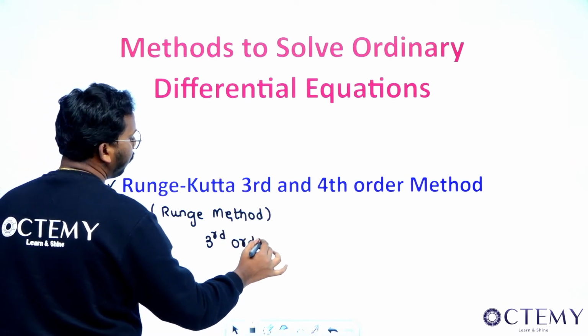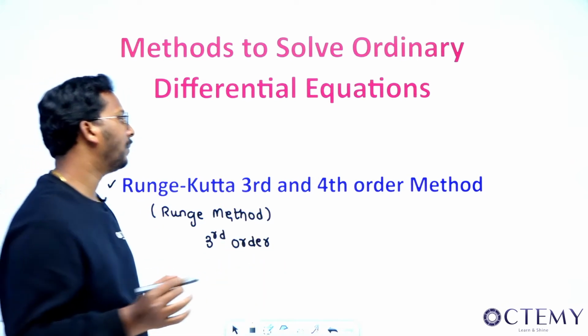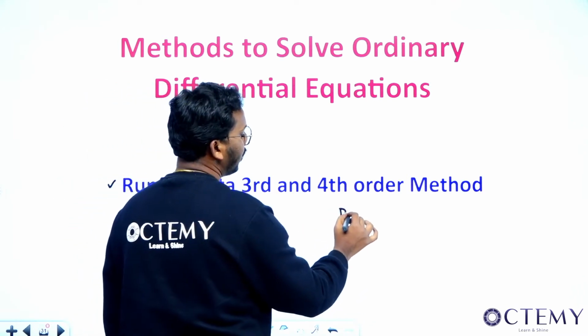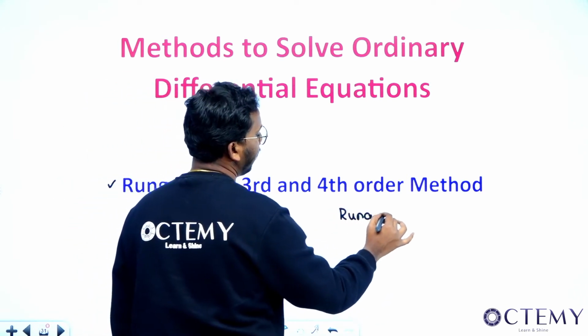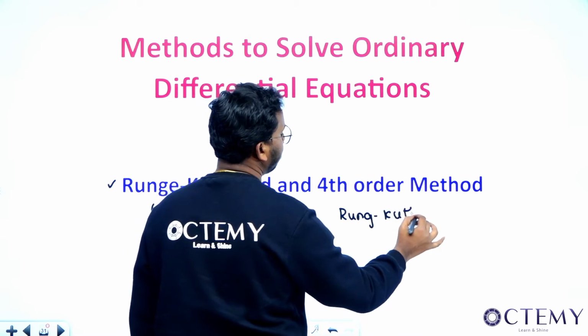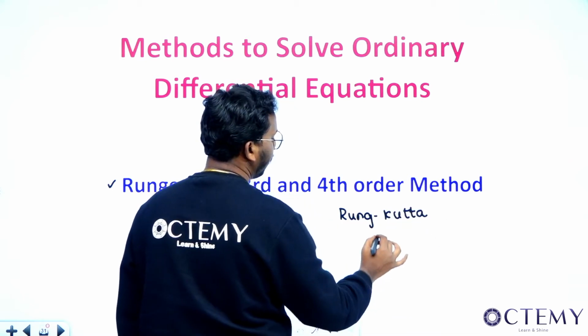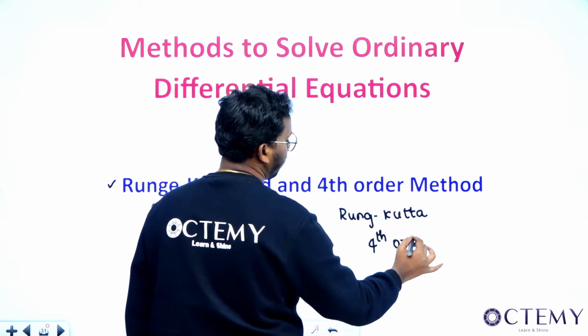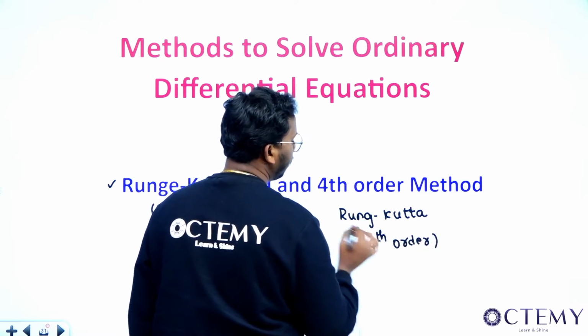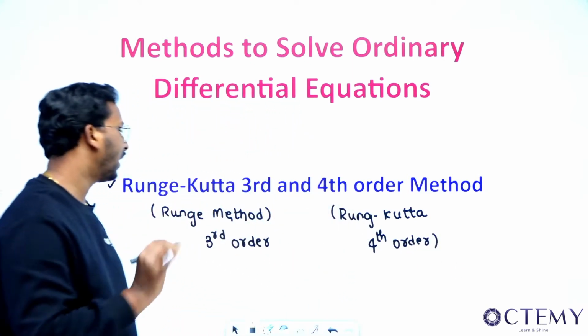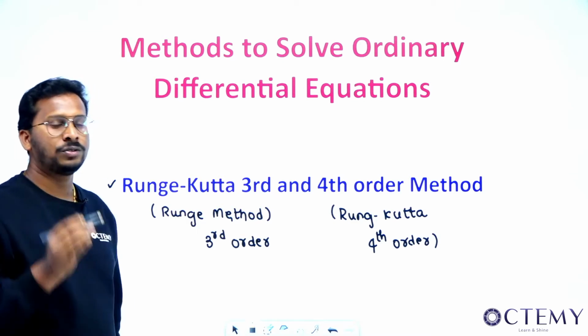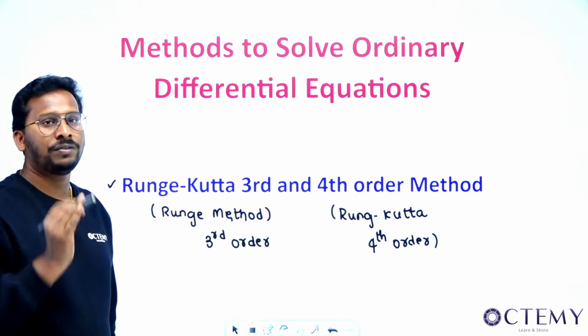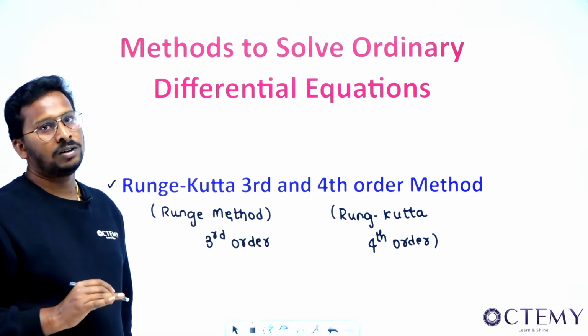And if he's saying fourth order method or Runge-Kutta method, Runge-Kutta fourth order is sometimes simply called the Runge-Kutta method. So if he is using Runge-Kutta, use fourth order. If he is simply using Runge's method, use third order. If he is using Runge's second order, that is the modified Euler's method. First order is your Euler's method, right?